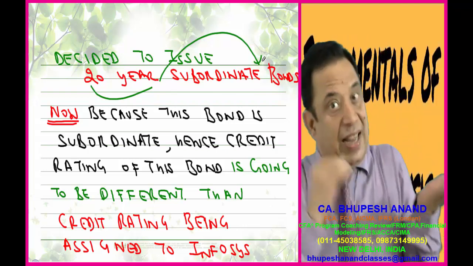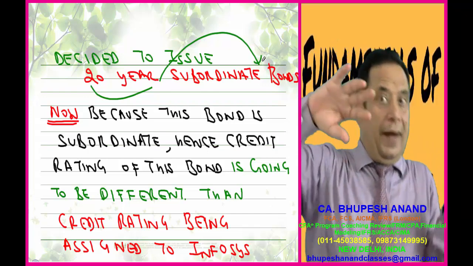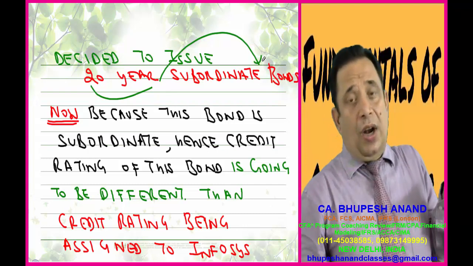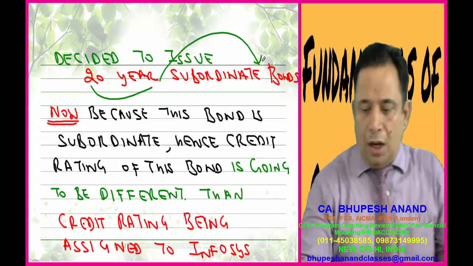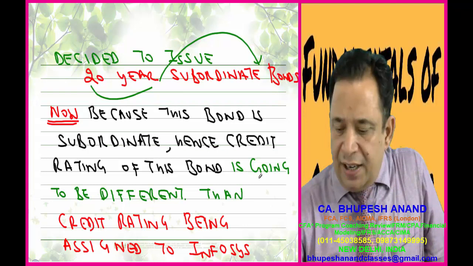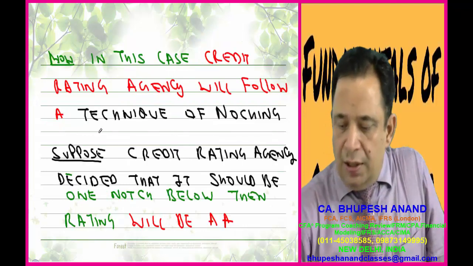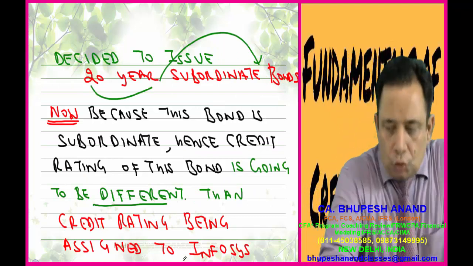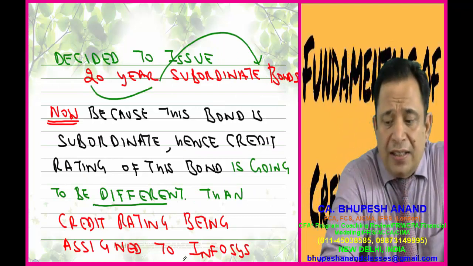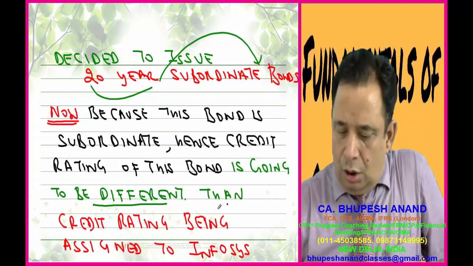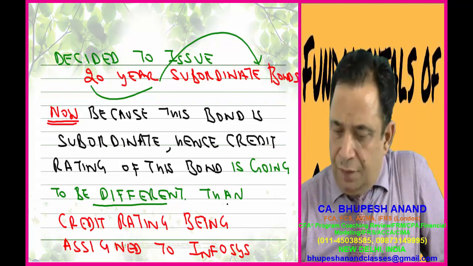It has to be less than that, because subordinate bonds will be paid at a lower priority, and because they are last in the queue. So because this bond is subordinate, hence the credit rating is going to be different. Please write down: because this bond is subordinate, hence the credit rating of this bond is going to be different from the credit rating being assigned to Infosys.